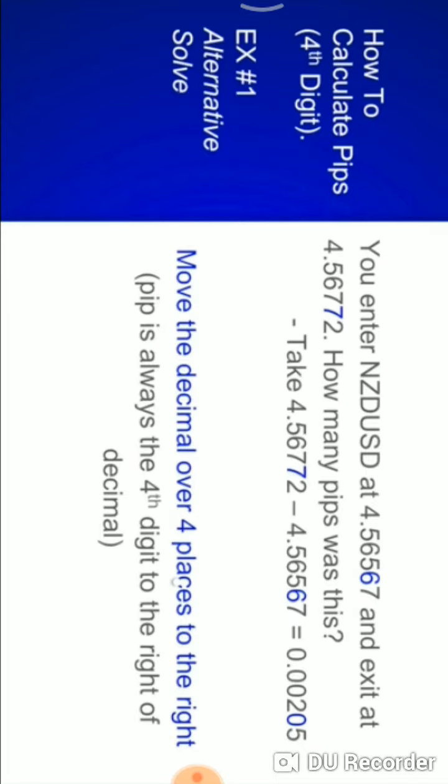If you move the decimal 4 places to the right, you get the answer. Remember, the reason why we're moving it 4 places to the right is because the pip is the 4th digit to the right of the decimal.